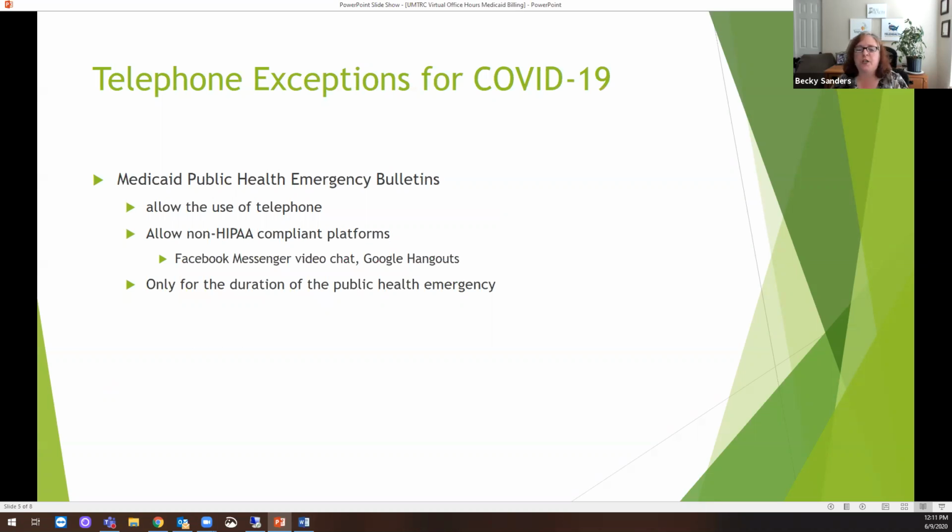All right, so I talked a little bit about some of the exceptions for COVID-19, specifically the waiver allowing patients to be at home. One of the other big exceptions for COVID-19 is that you can use the telephone to communicate with your patient. If your patient doesn't have a smartphone or a tablet, or they just don't have adequate broadband, during COVID-19, you can use telephone to connect with them.